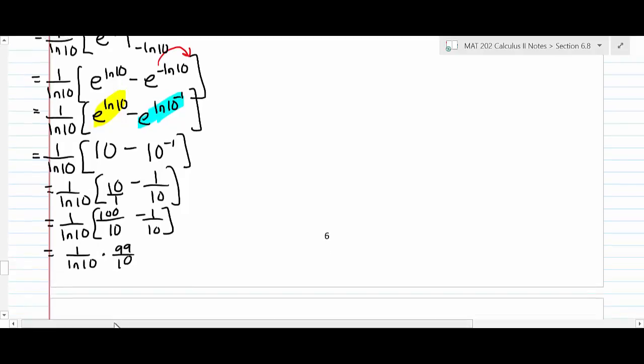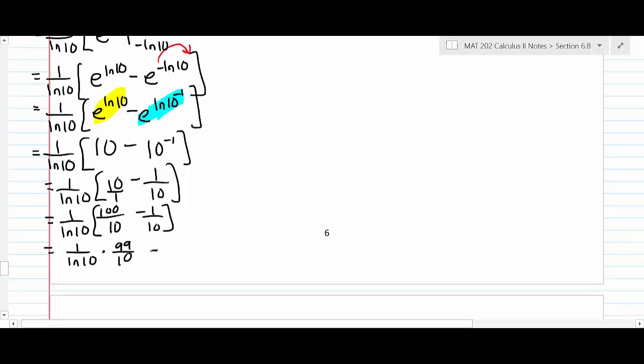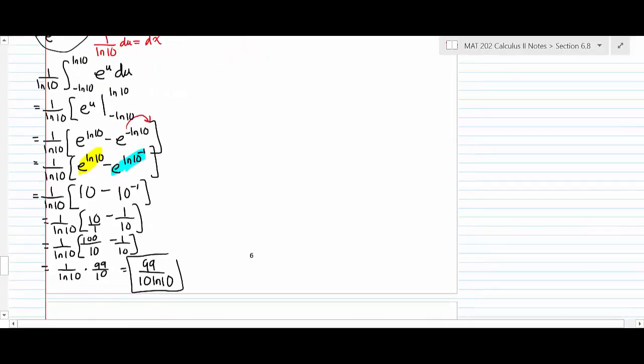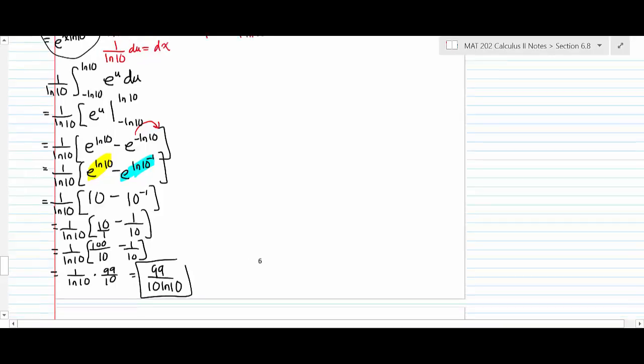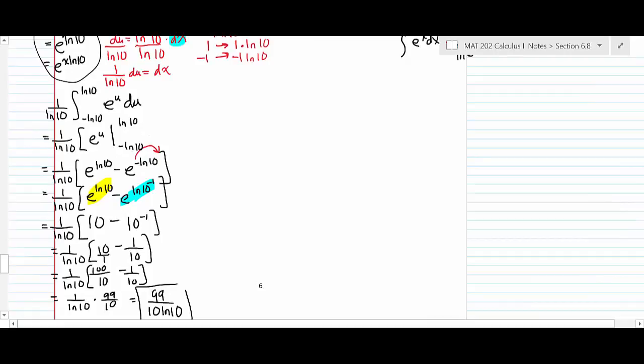Well, that's a good answer. I think the best way to ultimately write this answer is, when you multiply straight across, 99 over 10 ln 10, and that would be the exact value of that definite integral. So the key on that one is rearranging that 10 to the x to e to the ln of 10 to the x. Once you get that down, that's the ideal way to learn how to do this particular type of integral.